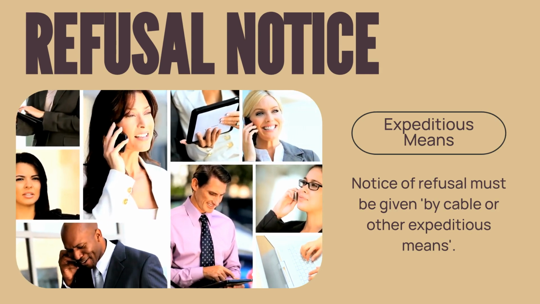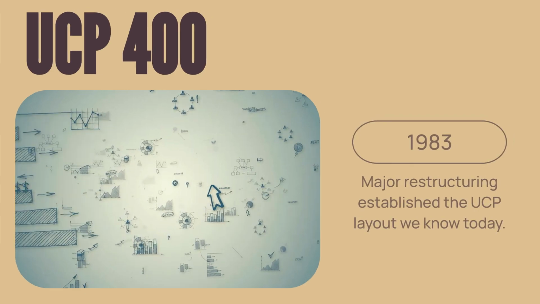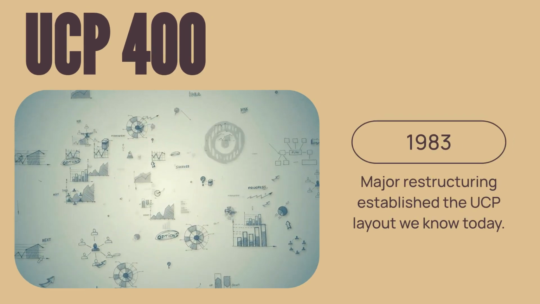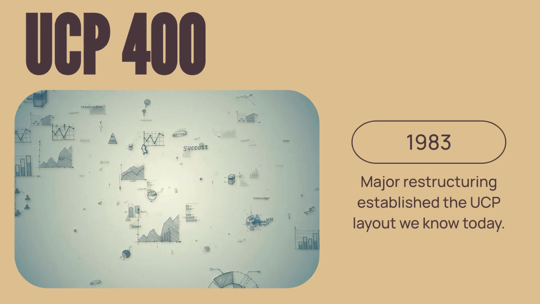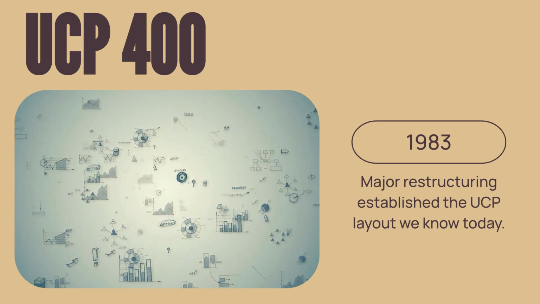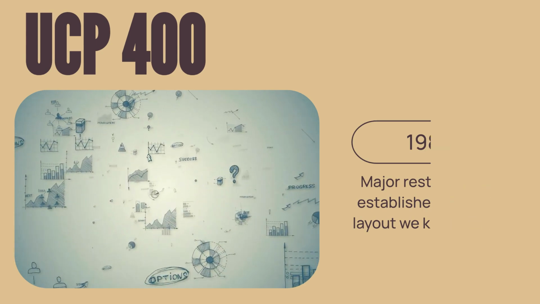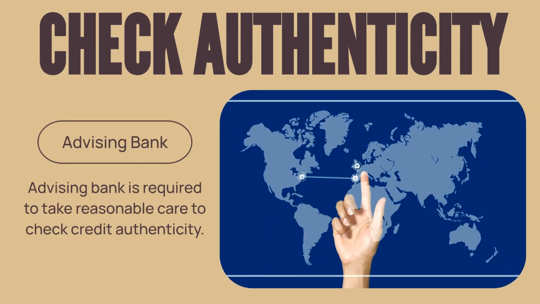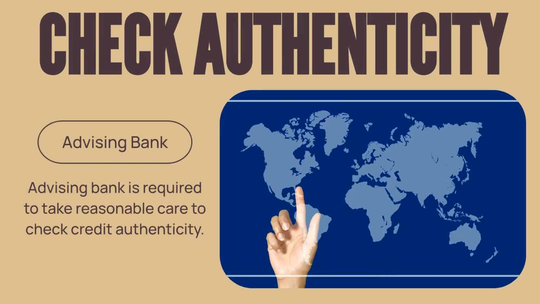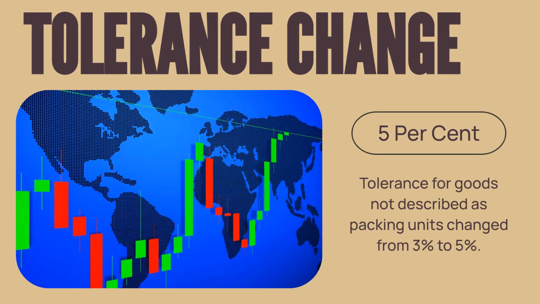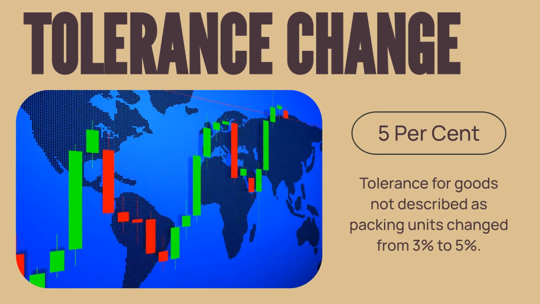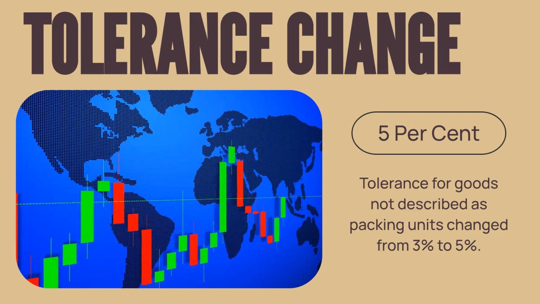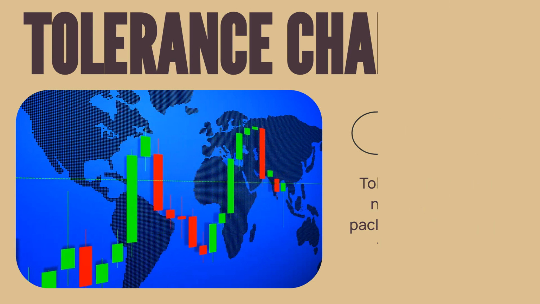other expeditious means. The UCP 400 revision was primarily focused on a massive restructuring of the text, creating the modern layout of the UCP rules. A key addition required an advising bank to take reasonable care to check the authenticity of a credit before advising it. The tolerance for goods not defined by packing units or individual items was increased from 3% to 5%.